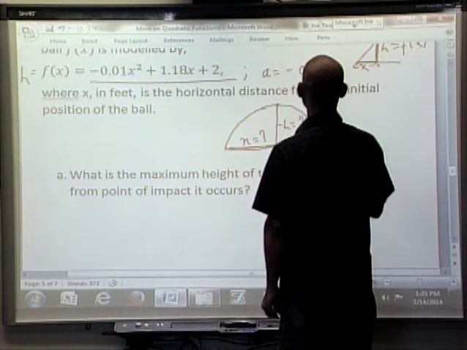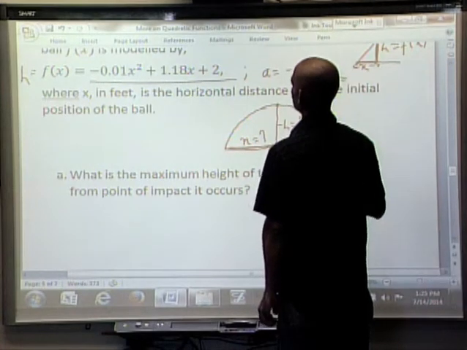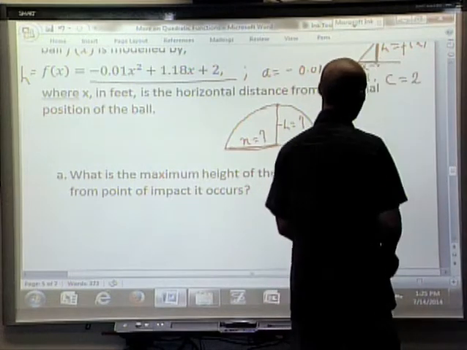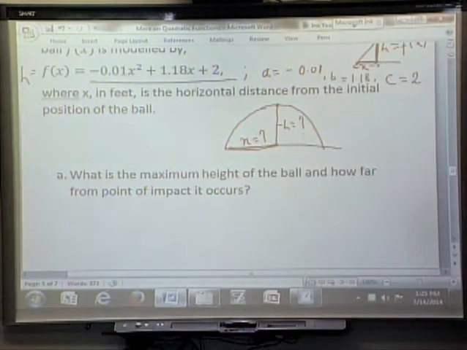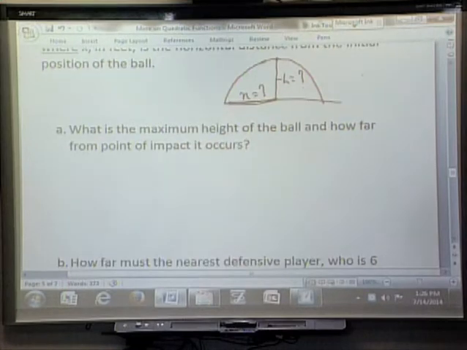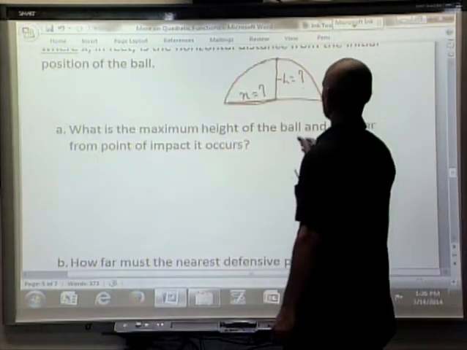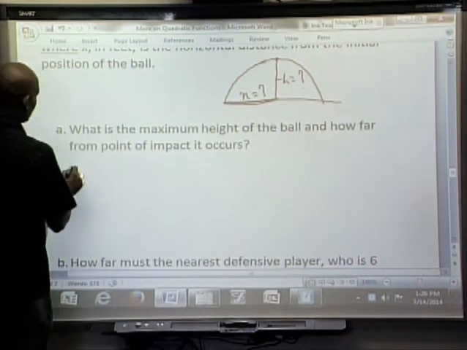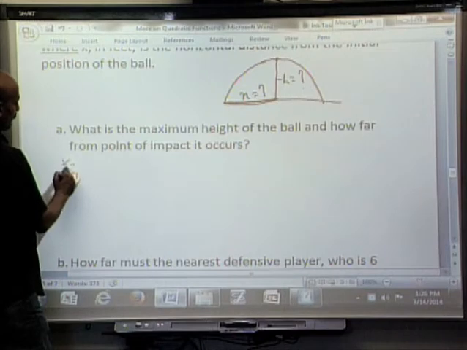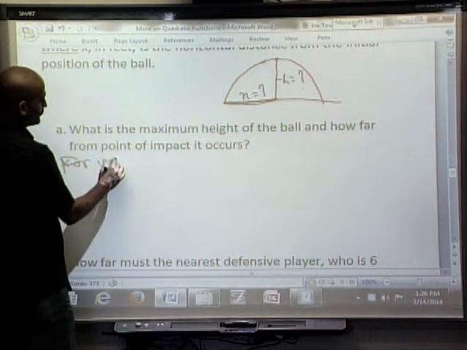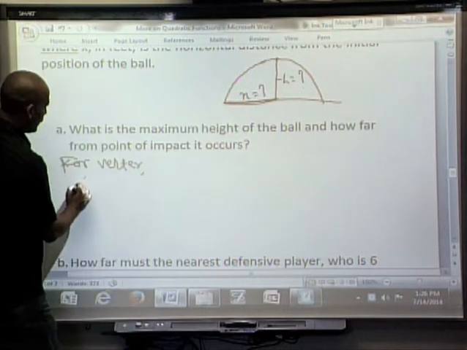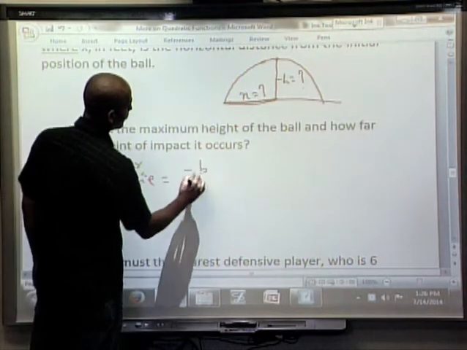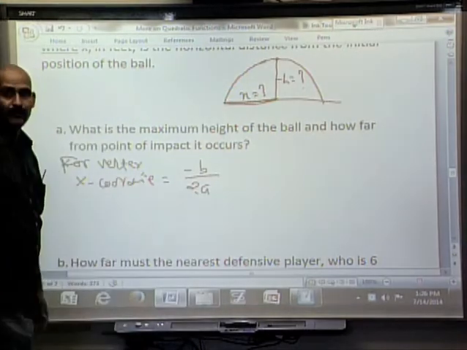So, a is negative 0.01, b is 1.18 and c is 2. Knowing this information, now we will find where the maximum height occurs. We will find the x of the maximum height first. Recall that for the vertex, we are looking for the vertex x coordinate, which is given by negative b over 2a, always the same formula.